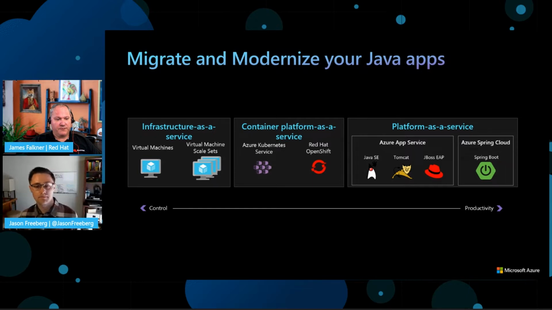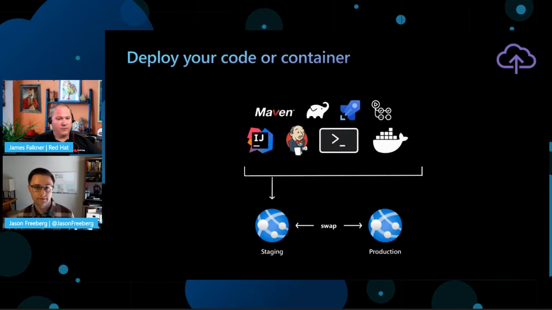Now, going even further up into the right, if your organization does not want to be in the business of managing virtual machines or orchestrating containers, there are services like Azure App Service, which we'll be talking about today in this session. There's also Azure Spring Cloud, which Josh Long just mentioned in his session. Both of these services provide a managed platform for deploying your application code or containers. So in today's session, let's take a closer look at Azure App Service, and let's start with deploying, because deploying your application code is often the first step in trying out a new compute service.